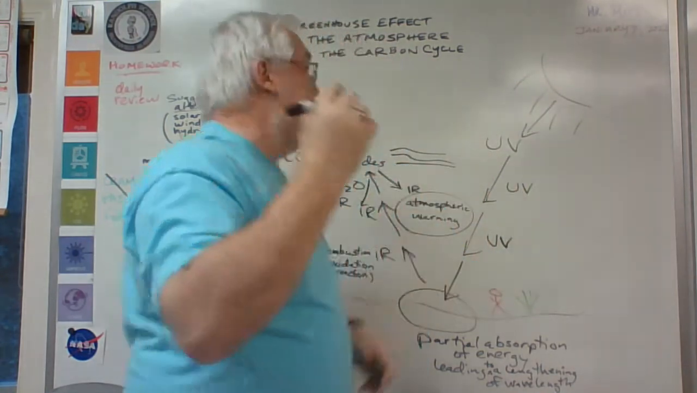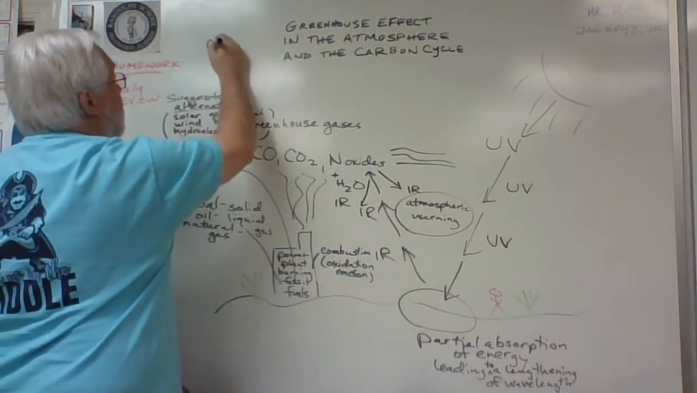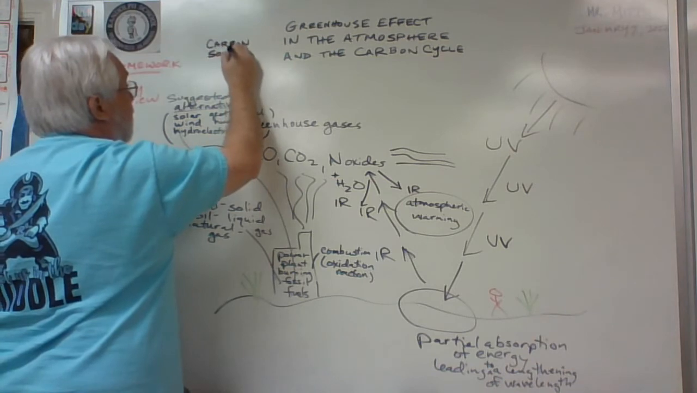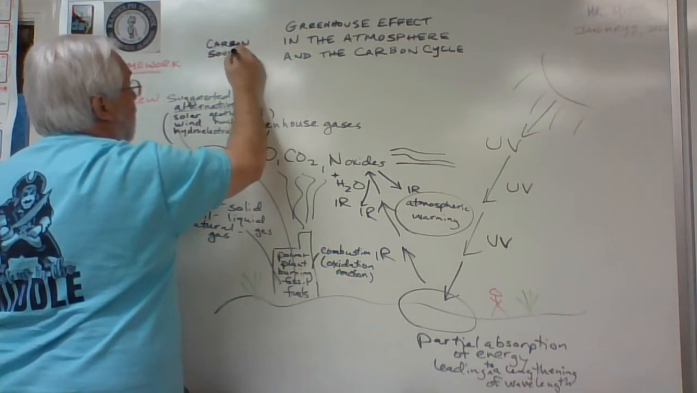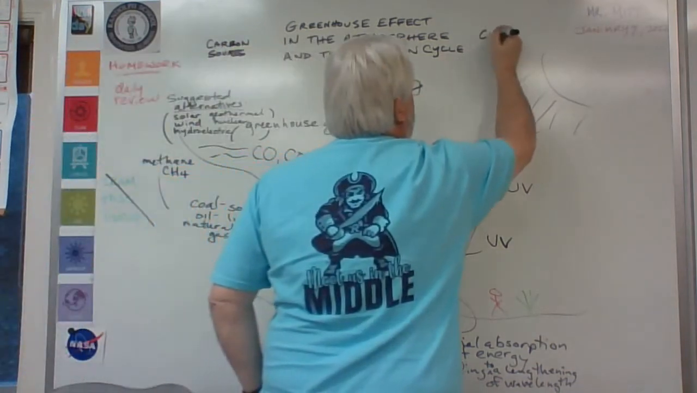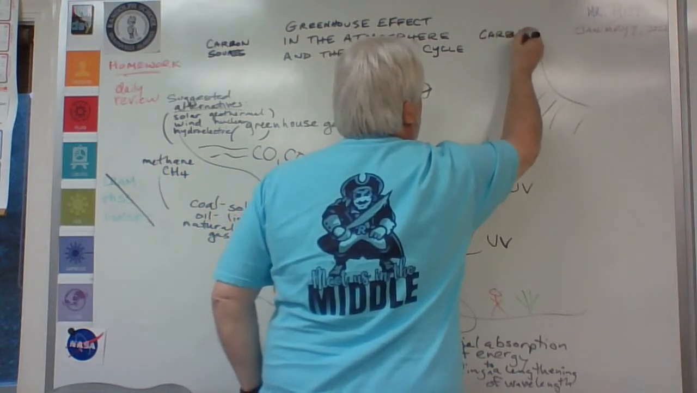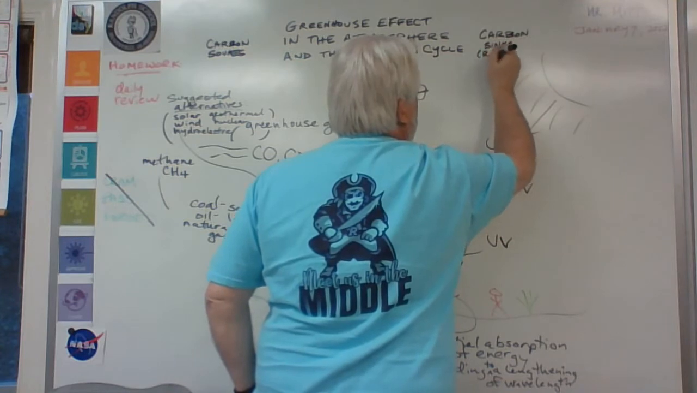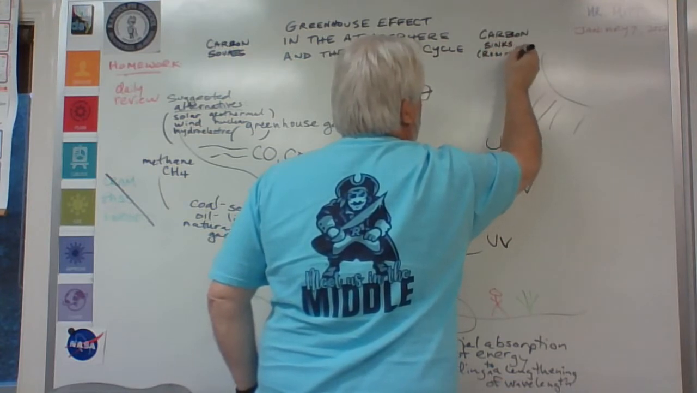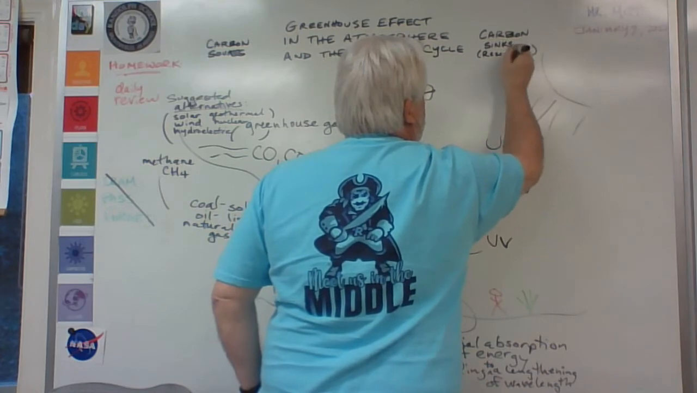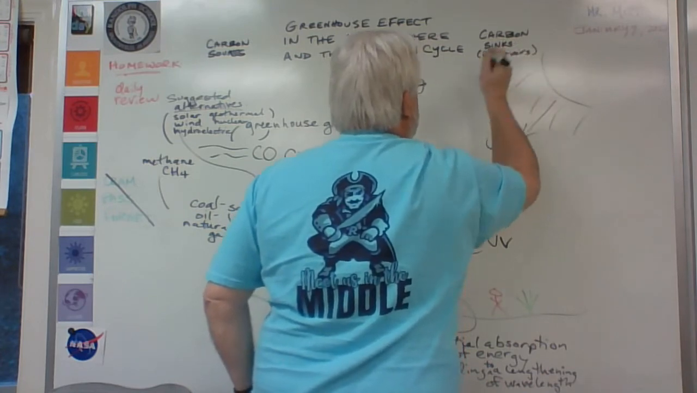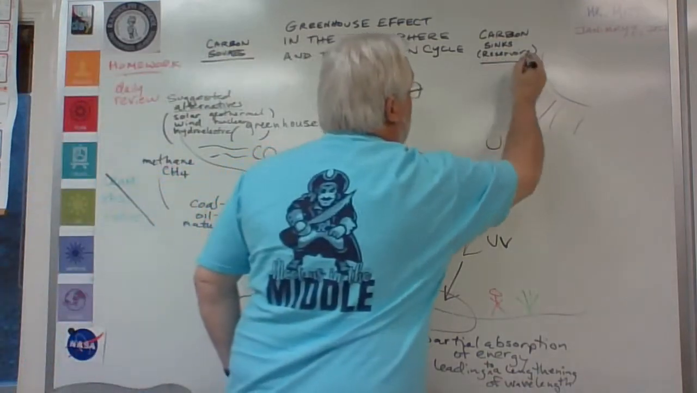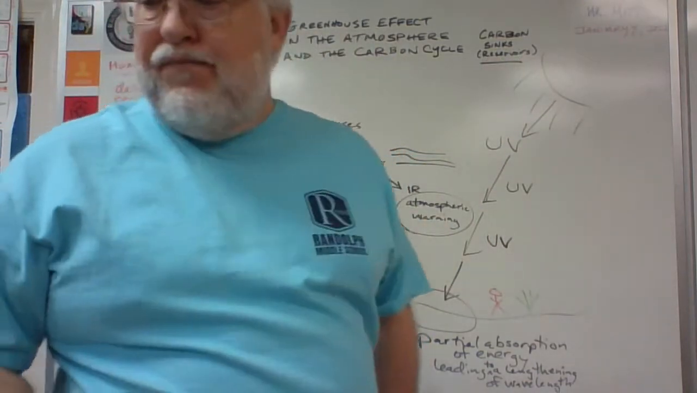And we refer to these as carbon sources. And over here we'll write carbon sinks, or what could be called reservoirs. Places that take up a lot of carbon, take carbon out of the atmosphere. So what are some of our carbon sources, and then what are our carbon sinks?